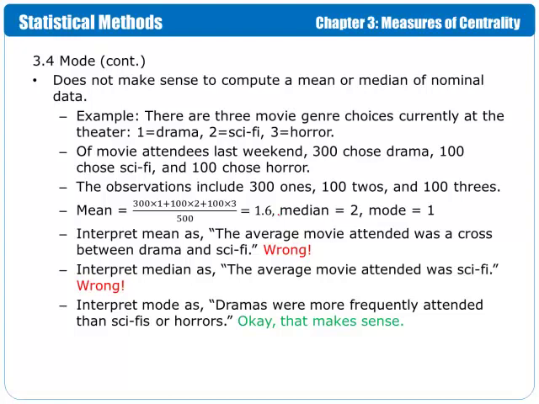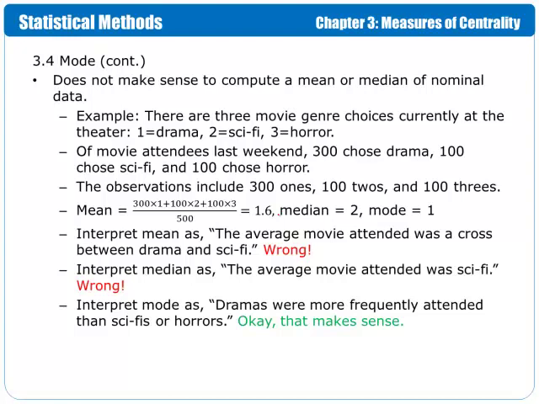And there's no order to them, so this is a nominal variable. Of movie attendees last weekend, 300 chose drama, 100 chose sci-fi, and 100 chose horror. If we were to write out all 500 observations then, we would have 300 ones, 100 twos, and 100 threes.